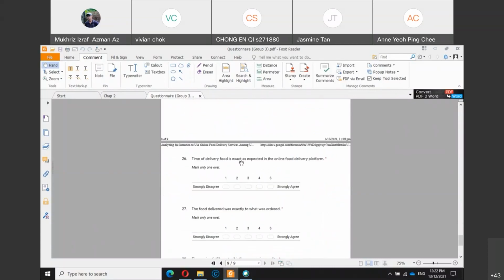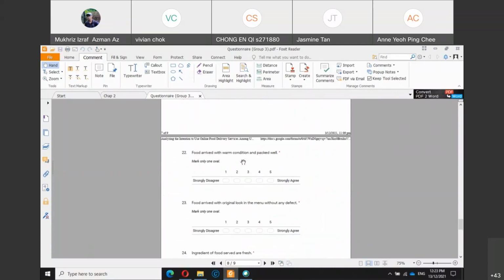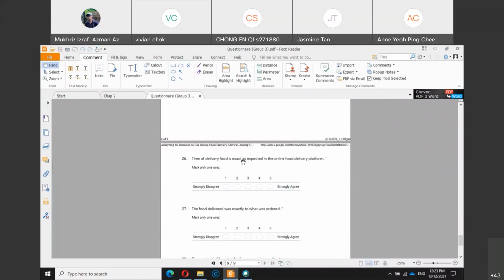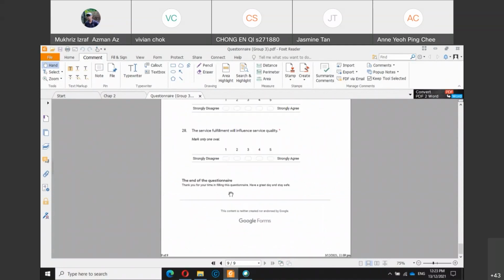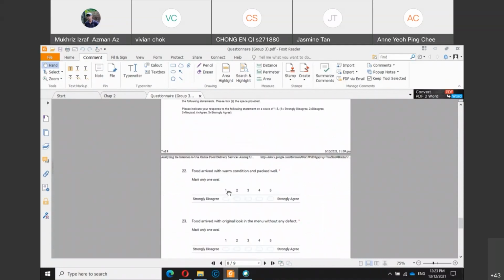Okay, but there are two major things. One, how do you relate to COVID-19? Because there is no question that is related to COVID-19. These questions are just general questions on online food delivery. There is no relation to COVID-19 whatsoever, because I don't find any question on COVID-19.